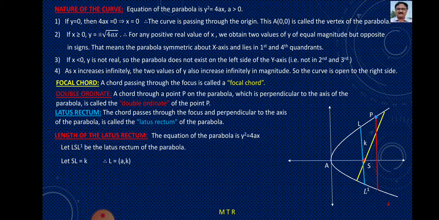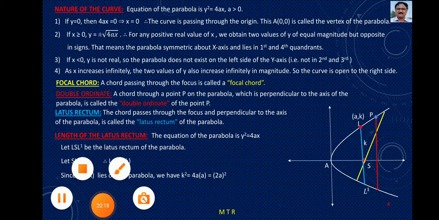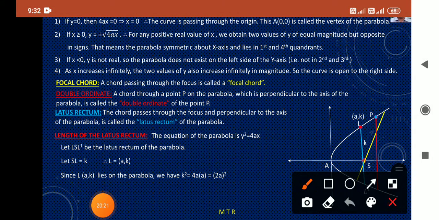So since S is equal to (a, 0), the coordinates of L are also (a, k). Since L (a, k) is on the parabola, we substitute (a, k) in y square is equal to 4ax. So you put k in the place of y. This is the parabola y square is 4ax. Substitute (a, k) in this equation.